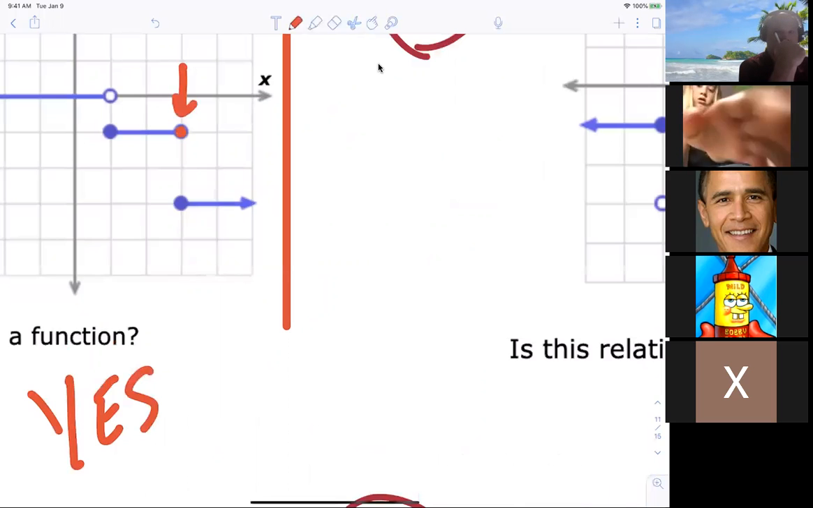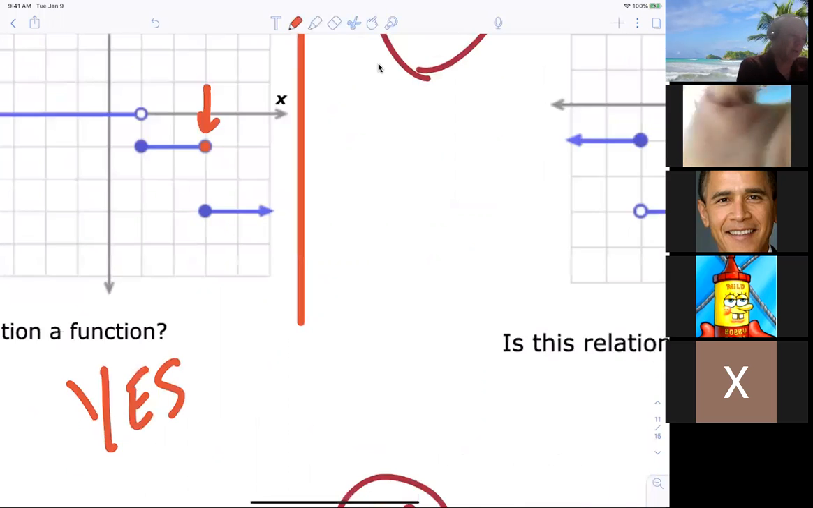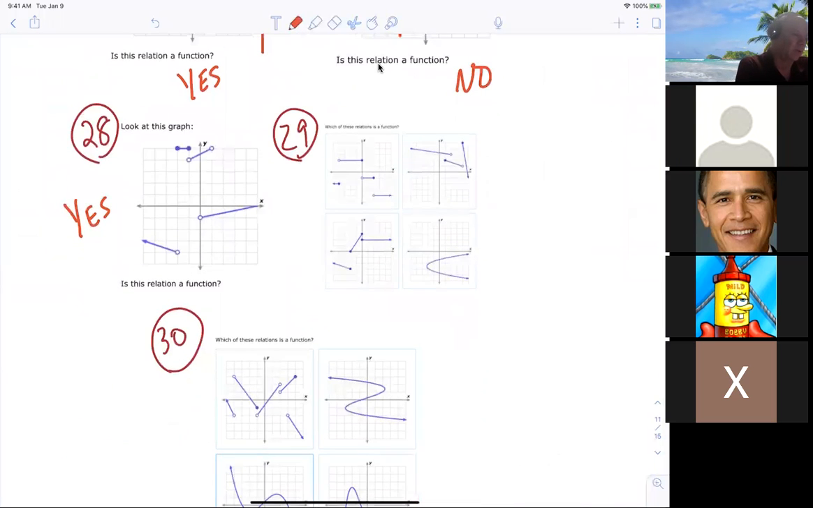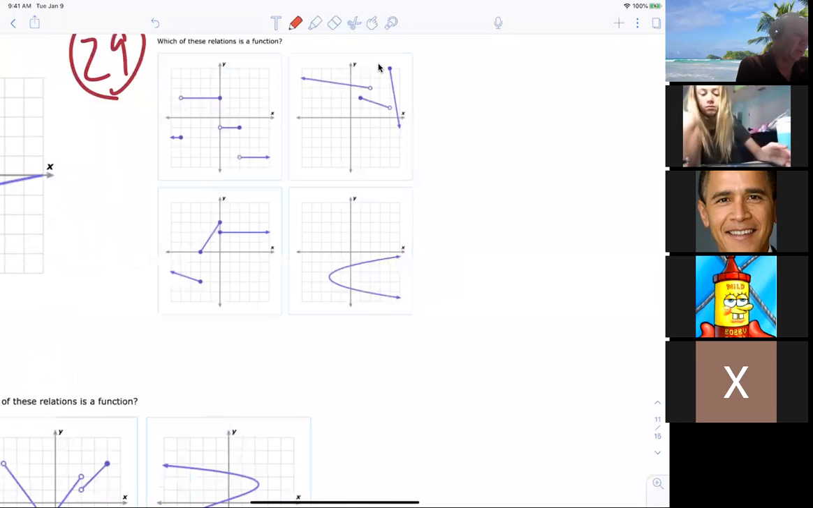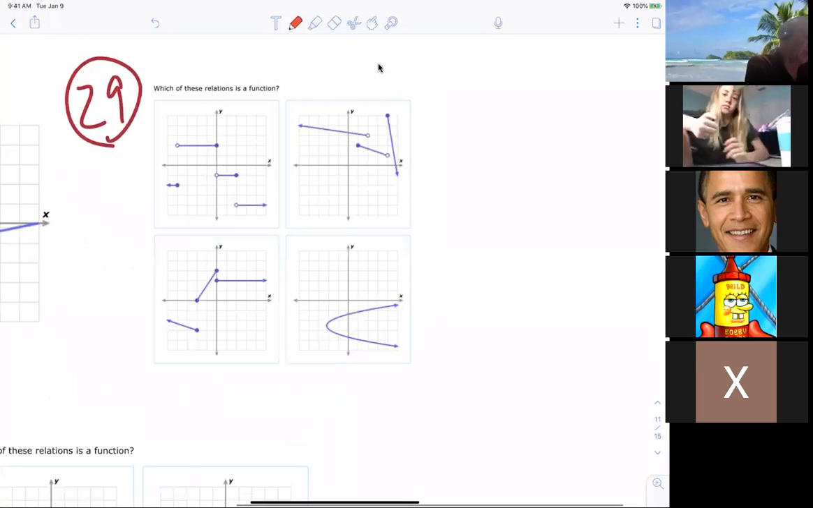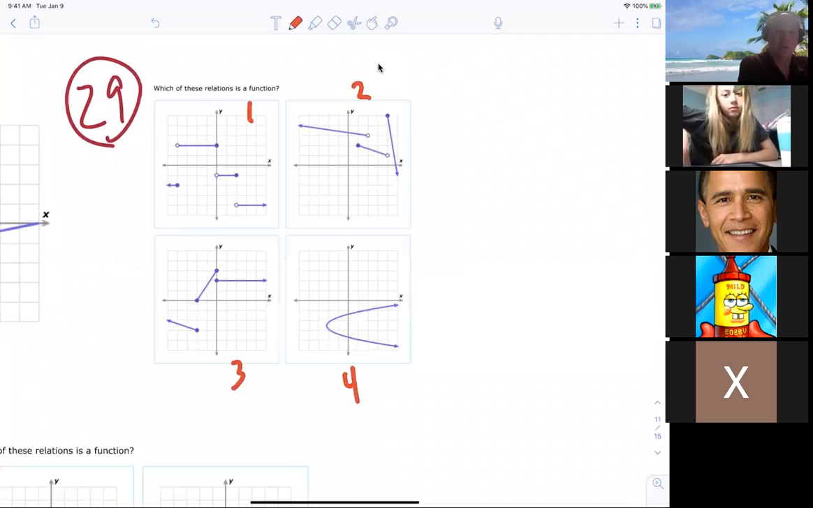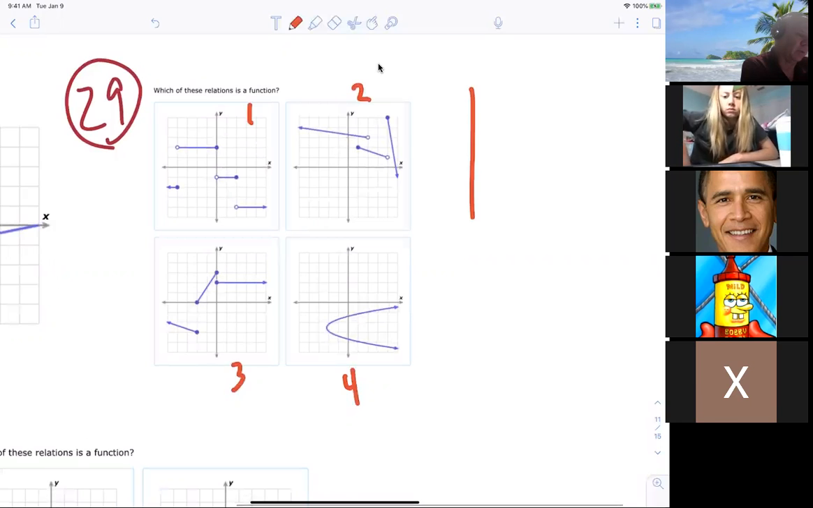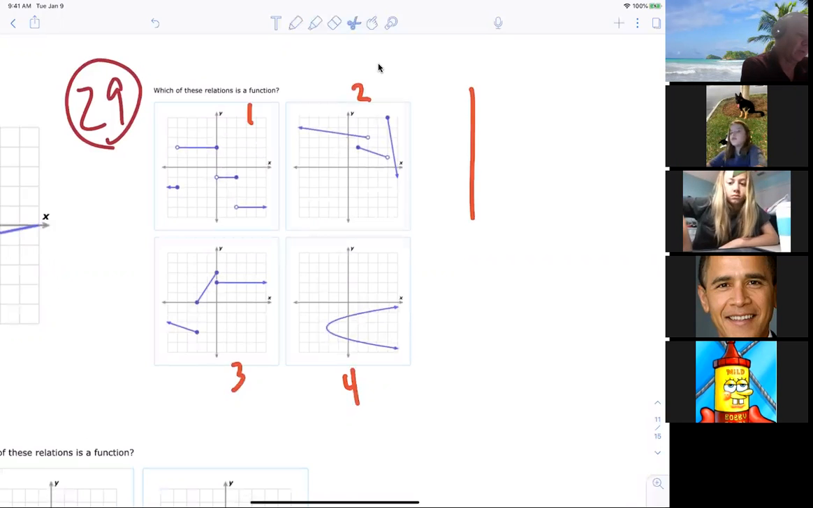Okay. All right. Here we go. Now, let's look at 29. I'm going to label it like this: 1, 2, 3, or 4. I want someone to tell me which one is the function. Number 1. Number 2. Let's look at number 2. All right, so here we go. I'm drawing the vertical line.